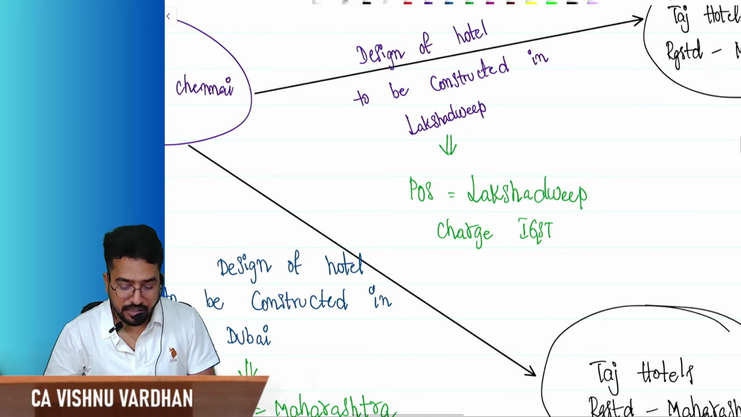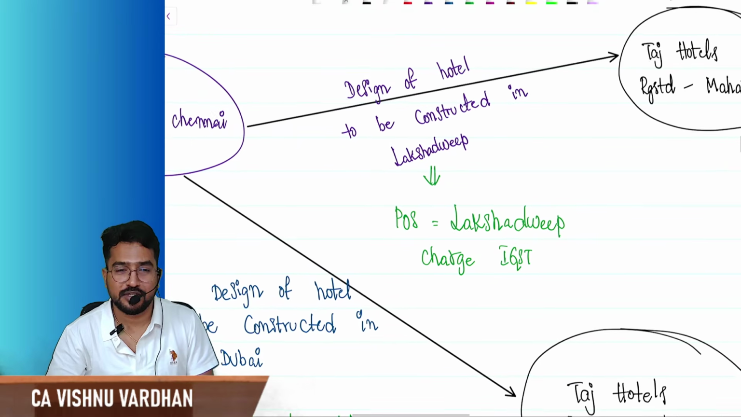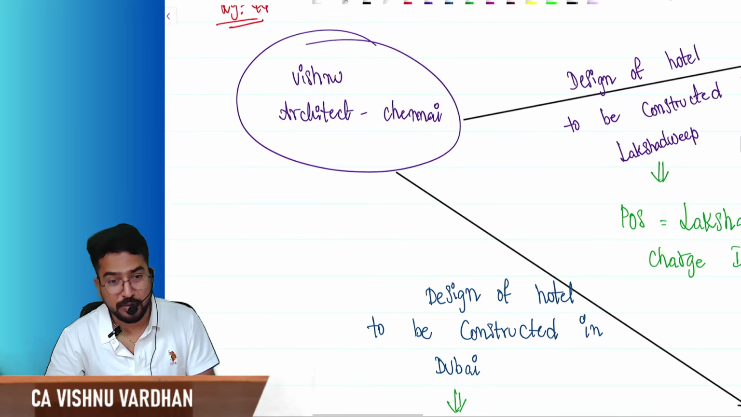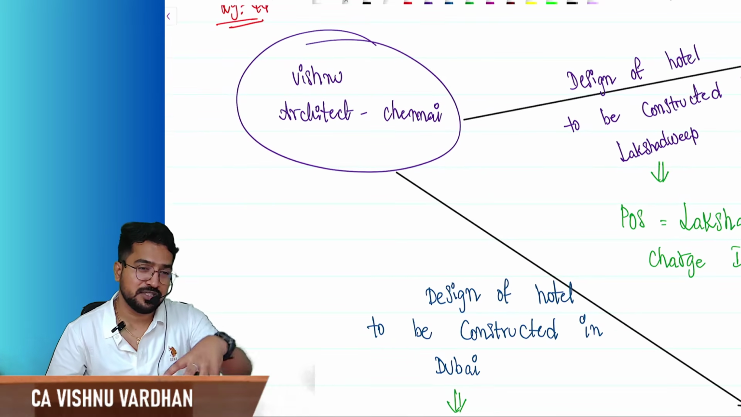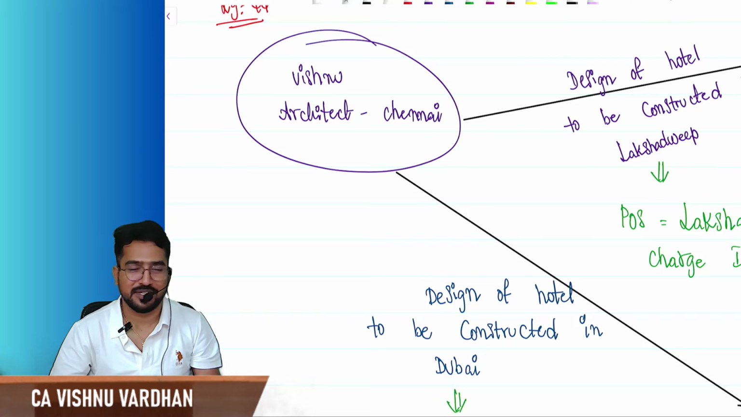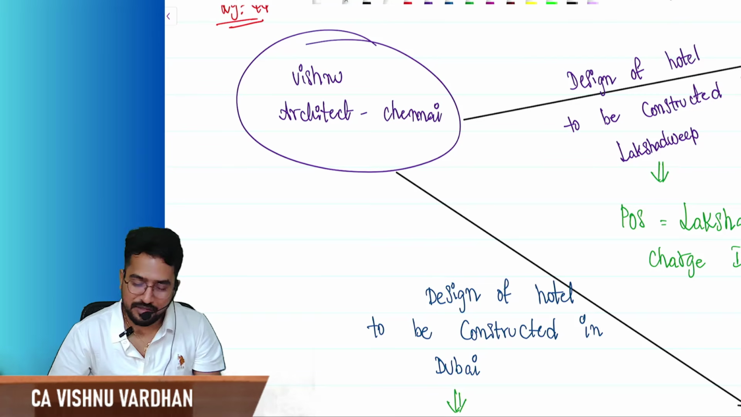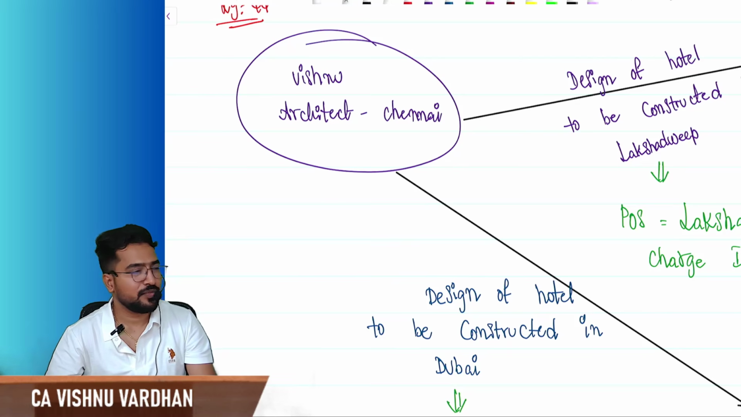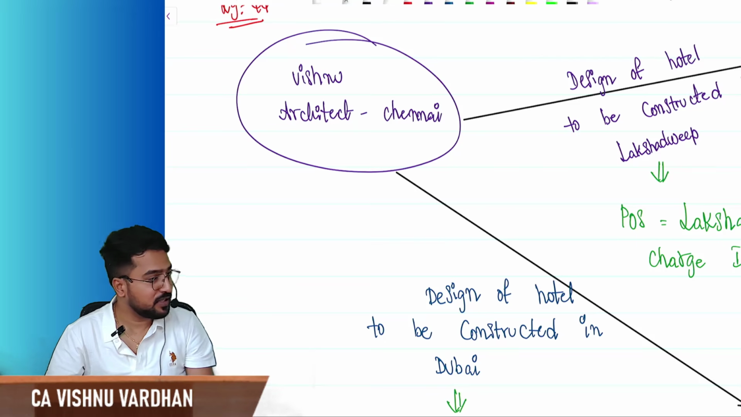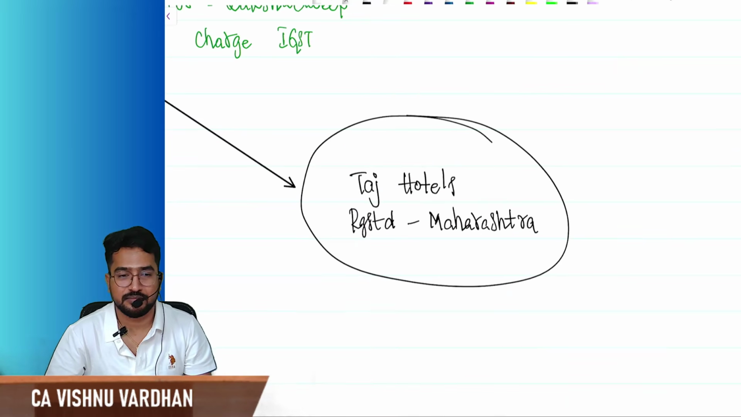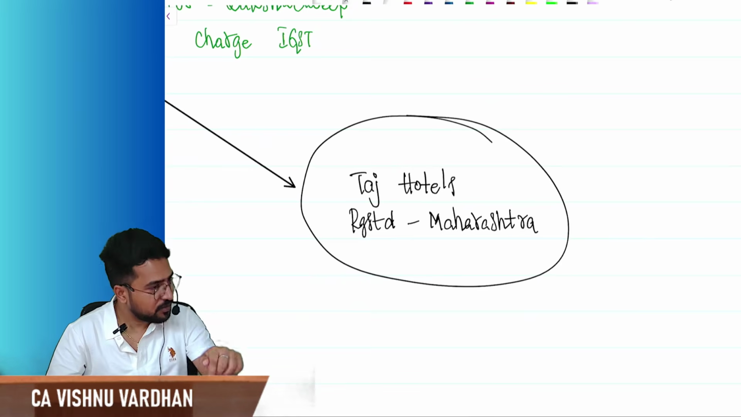Now coming to the point. After looking at that design, they thought, such a unique design, Vishnu sir. We want to construct a hotel even in Dubai, sir. Now I'm giving a camel shaped design, a camel walking on the desert. They are asking for that and we are giving the plan. What is the place of supply now? Location of the recipient, not the supplier. The recipient is Taj Hotels, Mumbai, Maharashtra. So the place of supply will be Mumbai, Maharashtra.